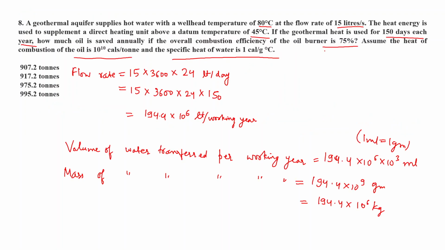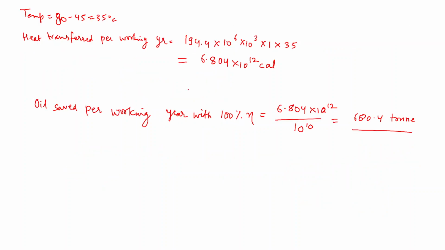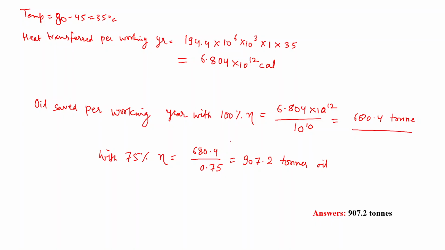But the question gives that the oil burner has 75% efficiency. So the oil saved with 75% efficiency will be the oil at 100% efficiency divided by the efficiency, which gives us 907.2 tons of oil. So we saved 907.2 tons of oil. So the answer is this. Is this clear? Yes, ma'am.